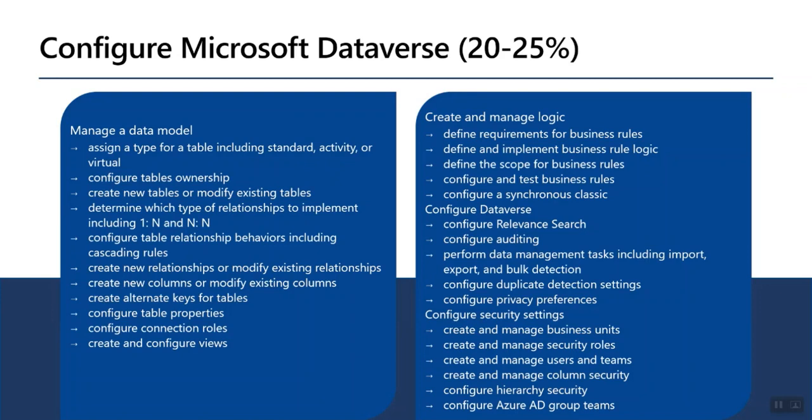Similarly with the Dataverse configuration, you will be configuring auditing, search, and data management tasks, which I told you around import, export, and bulk deletion. You can configure duplicate detection, which we saw basically gives you a warning, but it doesn't stop you from committing your changes. How do you configure privacy preferences?